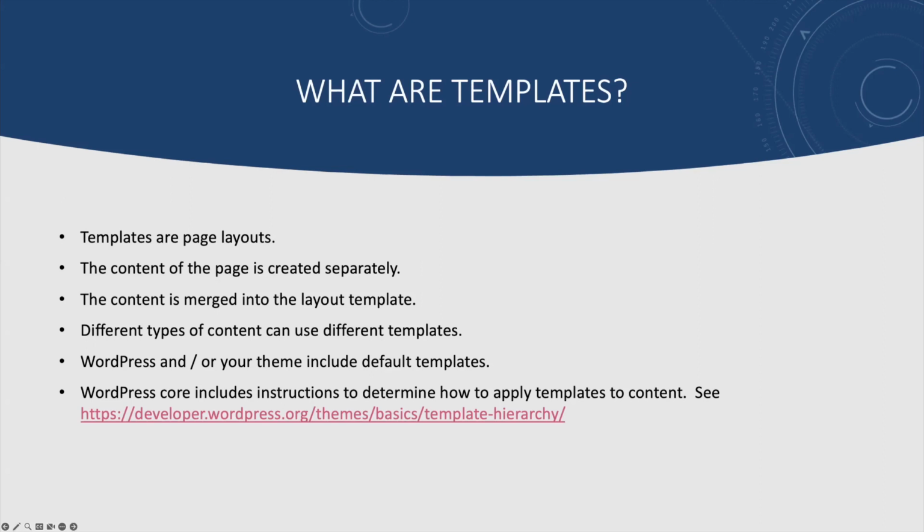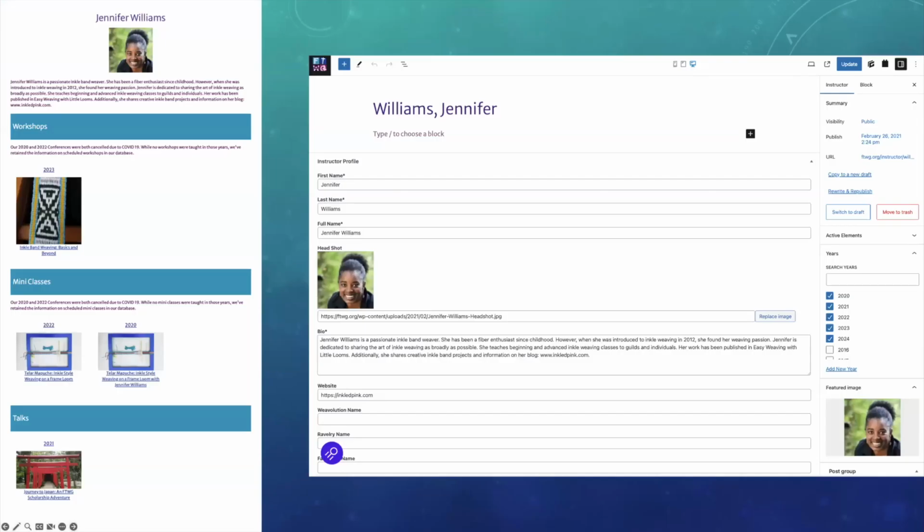You have your page layout in one place and your content in a separate place, and you merge those two things together. Different types of content can use different templates, and there are default templates that are built in. So when you're first starting, you don't necessarily have to think about this at all. WordPress and/or your theme include default templates, but you can make your own if you need to. One place where you might need to is if you have a custom post type.